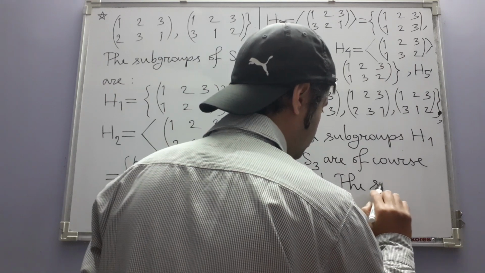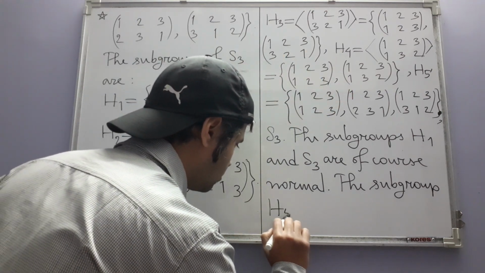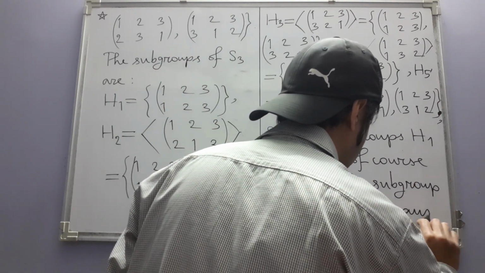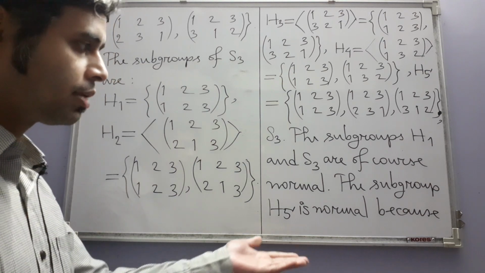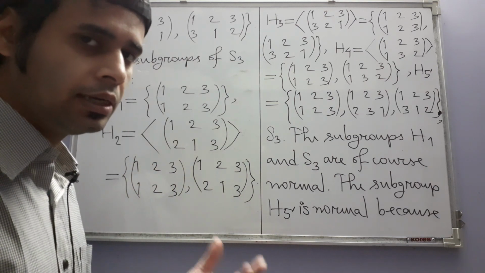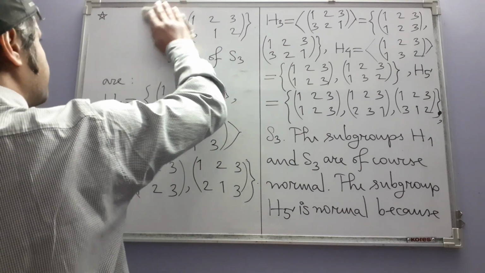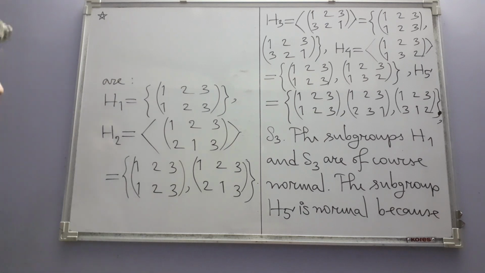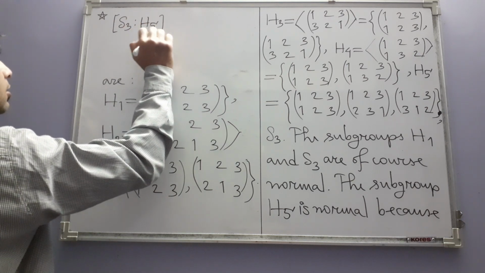The subgroup H5 is normal because its index in S3 is 2, and a result that you find in the first section of the current chapter tells us that in any group, if we find a subgroup whose index is 2, then it is going to be normal. And why is the index 2? That's because the entire group has 6 elements, whereas the subgroup H5 has 3 elements. 6 divided by 3 is 2, that's why. Because the index of H5 in S3 is 2.